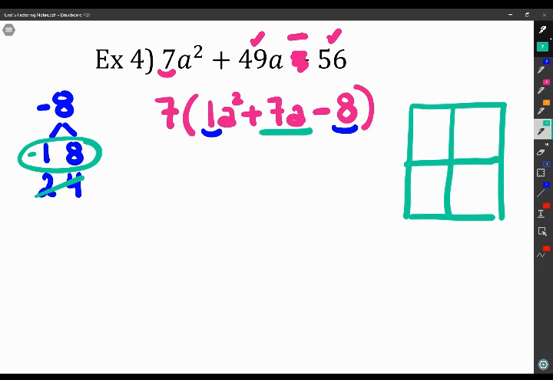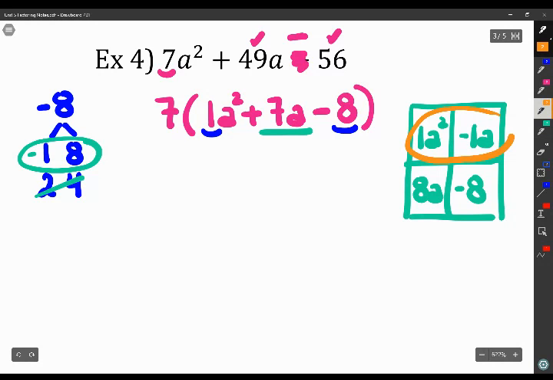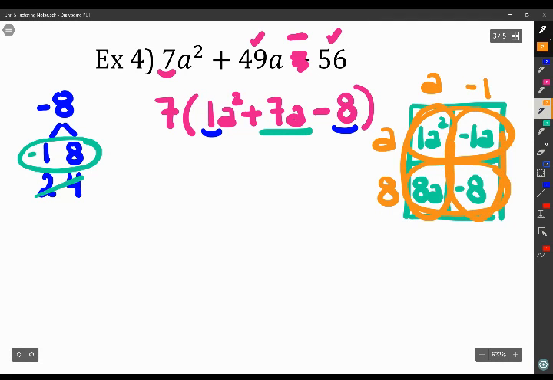It would be done, so I would have just left it, but I would like to go over factoring a little bit more. So this is 1a squared. This is negative 8. The pair that I picked was negative 1a and 8a. When I take out the greatest common factor, I take out an a, and then an 8. The greatest common factor going up and down is an a, and going up and down the other way is a negative 1. We always like to check: a times a is a squared, a times negative 1 is negative 1a, 8 times a is 8a, 8 times negative 1 is negative 8.